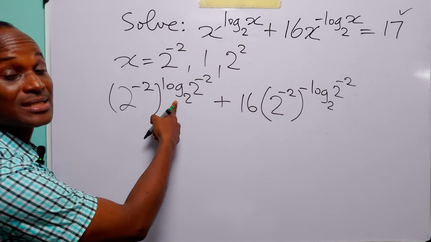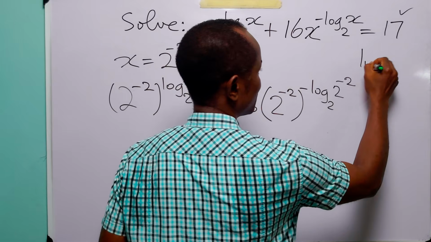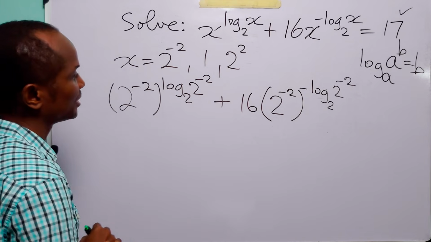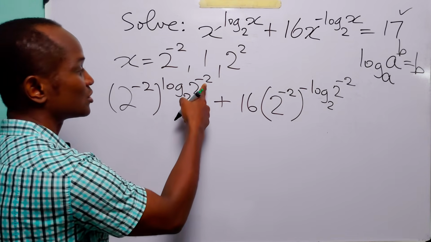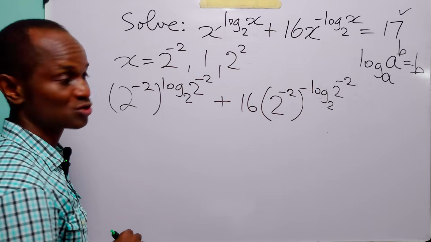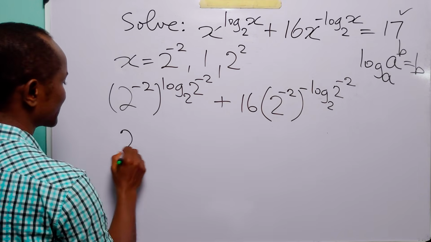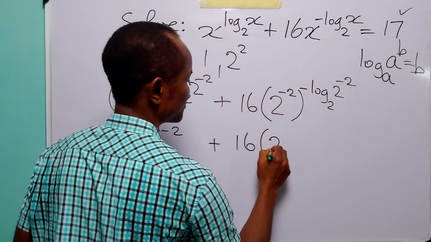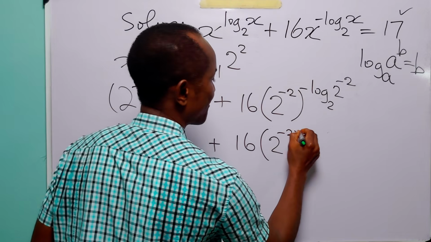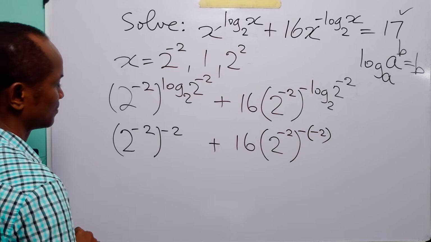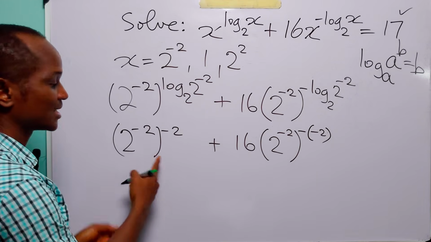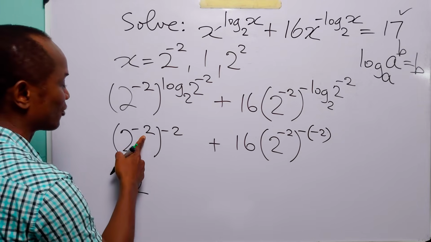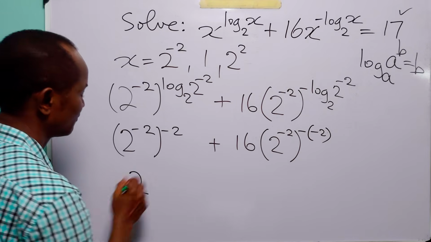Now look at this exponent and recall that when we have log to base a of a to the power b, this is simply equal to b. So we have that log to base 2 of 2 to the power minus 2 is simply equal to minus 2. So this line becomes 2 to the power minus 2 to the power minus 2, plus 16 times 2 to the power minus 2 to the power minus 2. Of course, when we have something like this, to get rid of the brackets, we multiply the exponents. So this is going to be 2 to the power minus 2 times minus 2, which is plus 4. So this is 4.